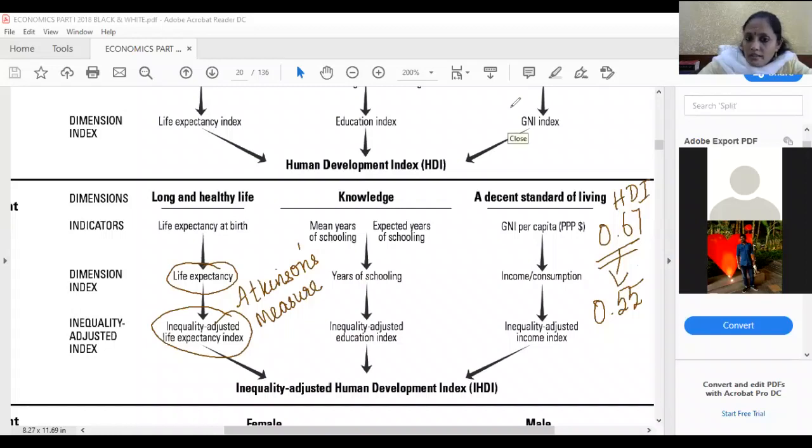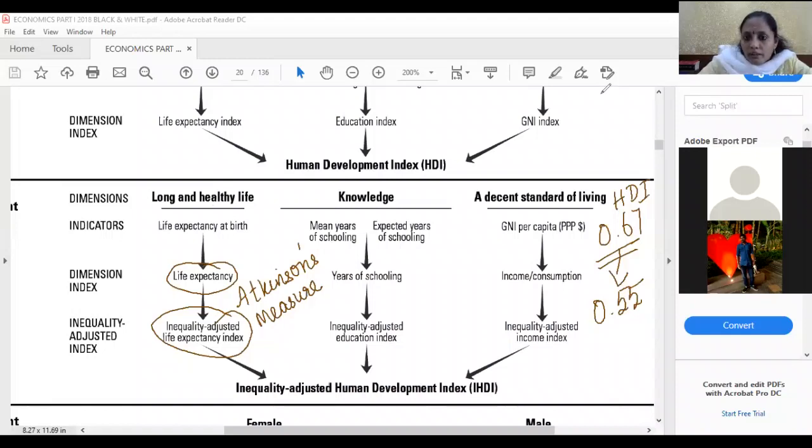The Atkinson method is applied to everything. You can see the inequality adjusted life expectancy index, education index, and income index. So every indicator in the calculation will be adjusted for the inequality, and again it will be summarized into the inequality adjusted HDI. Then you again arrange all the countries according to the newer value you have got as the IHDI, and then you rank the countries. Sometimes the countries will lose their ranks. Sometimes the countries will improve their ranks.